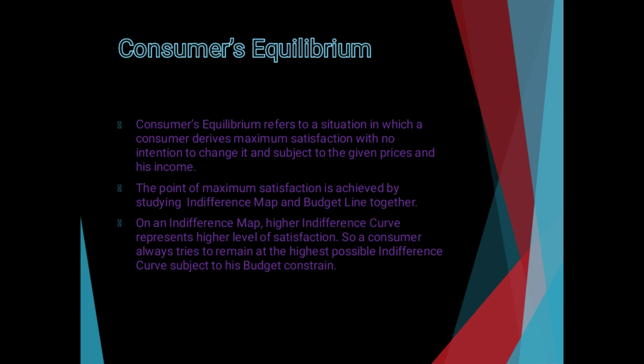Now comes the main topic of the chapter, that is consumer equilibrium. For consumer equilibrium, we have the concept of the budget set, the concept of the budget line, and the concept of the indifference curve. Consumer equilibrium refers to a situation in which a consumer derives maximum satisfaction with no intention to change it, subject to the given prices and his income. So consumer equilibrium is basically the satisfaction which a consumer gets from the commodity he consumes.